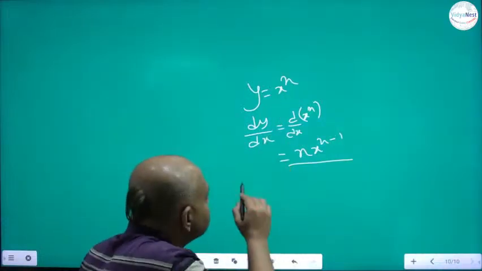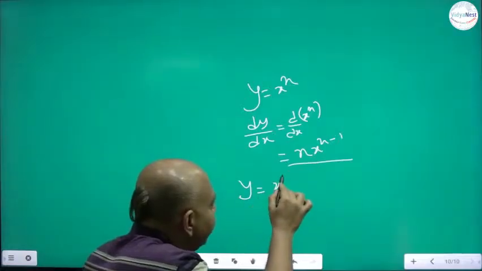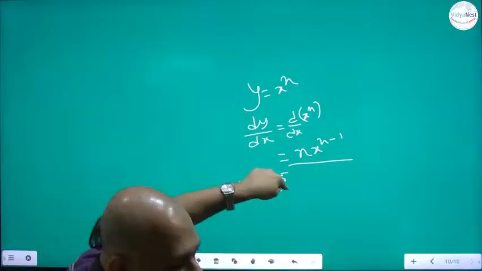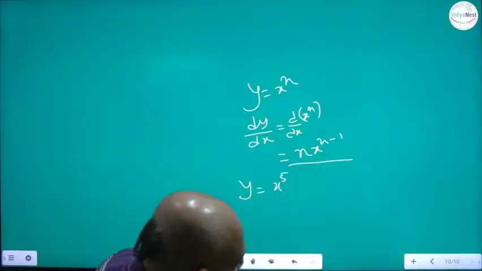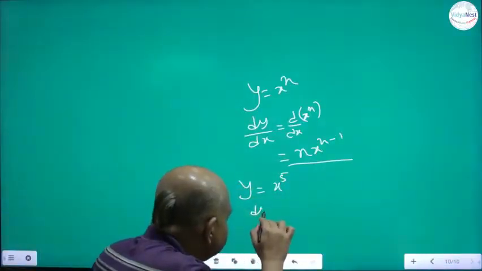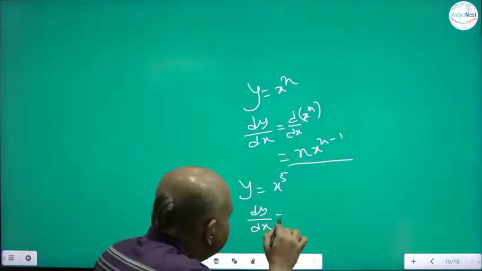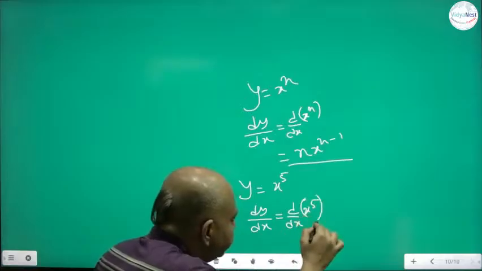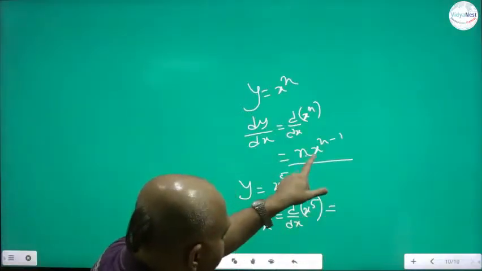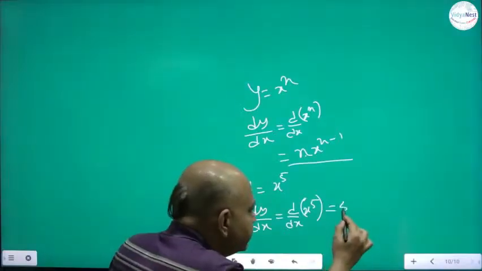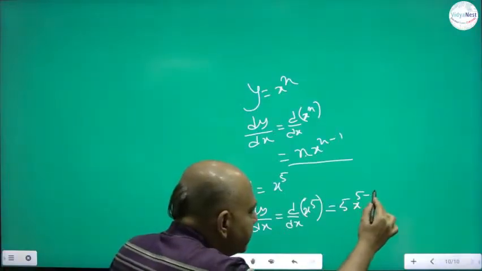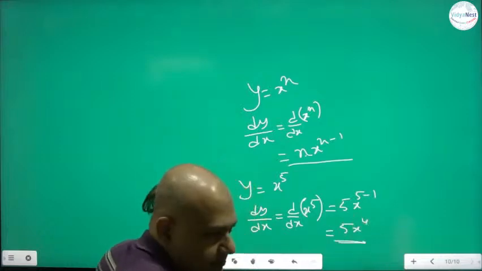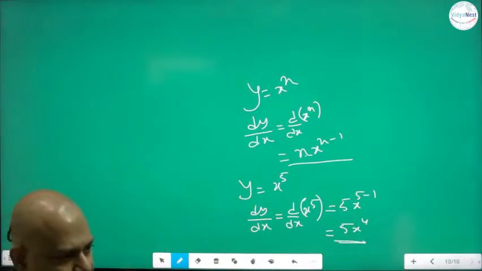Suppose y is equal to x to the power 5. What is the value of n? Saurabh? 5. The value of n is 5 in this situation. dy/dx means differentiating x to the power 5. What is the formula? n into x to the power n minus 1, so 5 into x to the power 5 minus 1, meaning 5x to the power 4. This is the result. Understood?